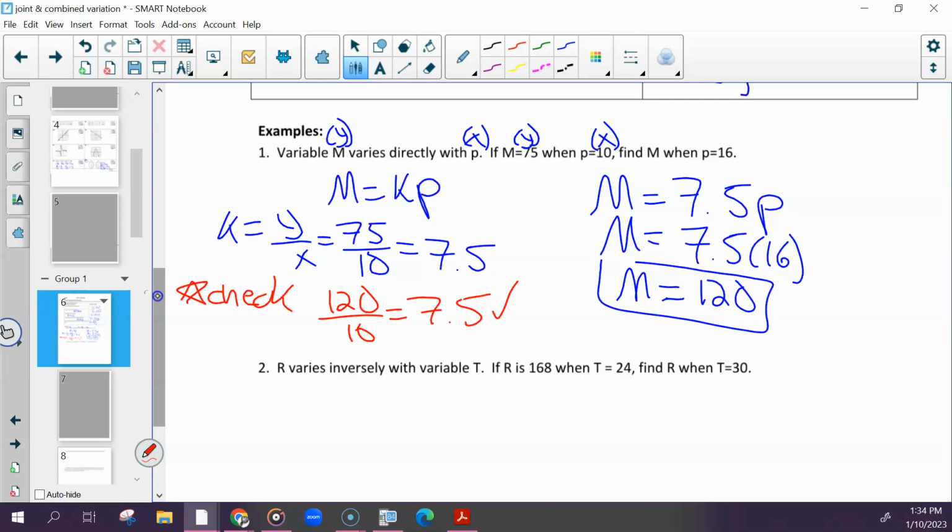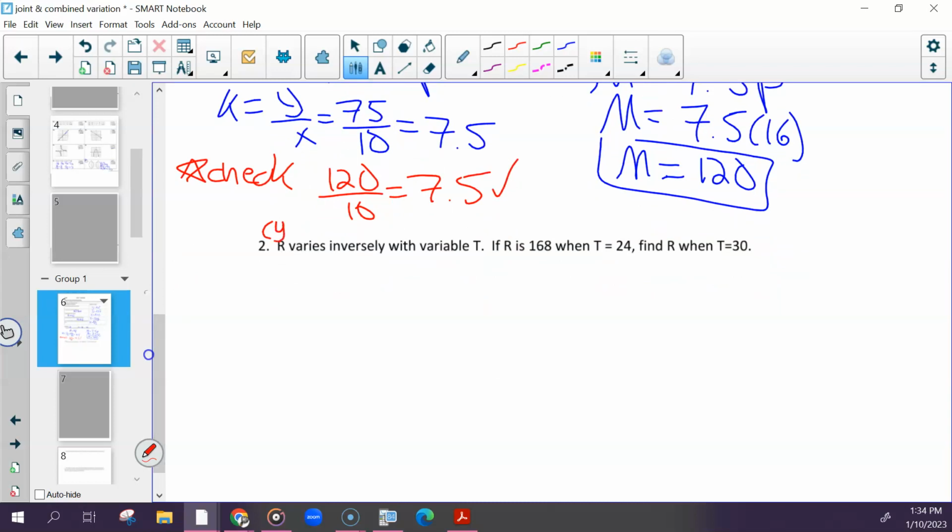Okay. For number 2, R varies inversely with the variable T. So R would be like your Y, T would be like your X, but use R and T. How would we write this equation? Not R divided by T. Think about how we write inverse equations in general. T is going to be in the denominator.